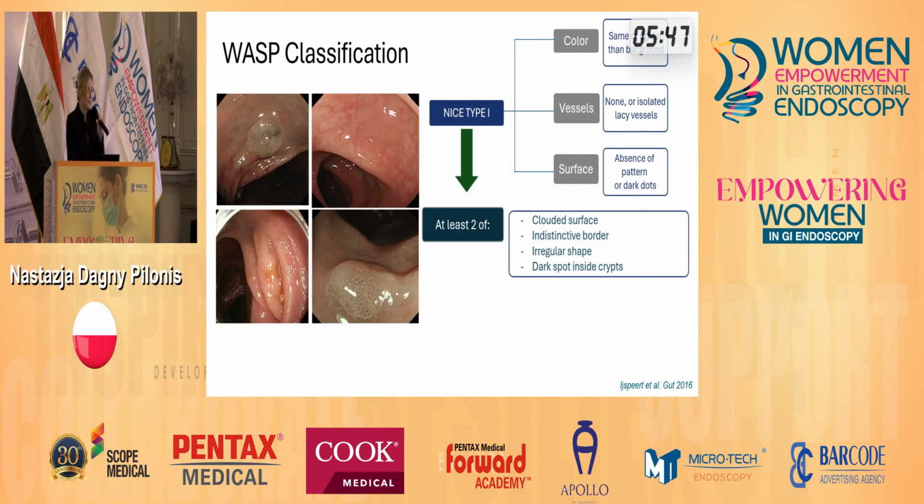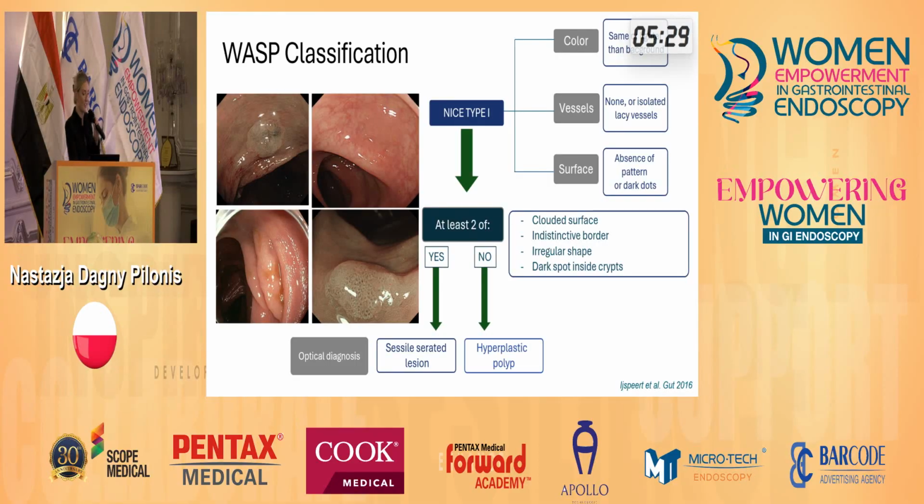If we are dealing with a NICE type 1 lesion, we have to ask ourselves whether we can see at least 2 of those 4 features that we just discussed: clouded surface, indistinctive border, irregular shape, or dark spots in the crypts. If yes, this is a sessile serrated lesion, and if not, this is a hyperplastic polyp. I think it is very important to spend some time going through this, because it's very helpful in optical diagnosis and will guide us in our treatment and management decisions.